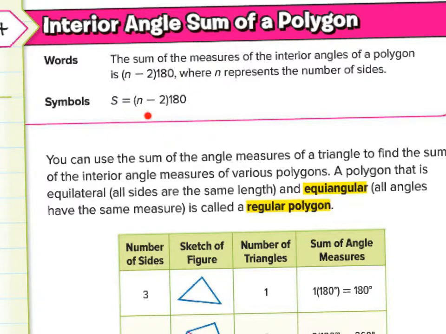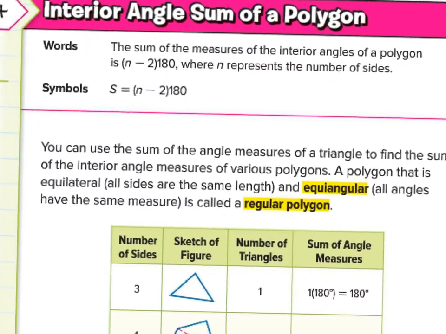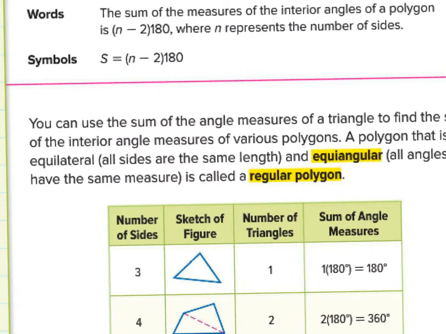Before we move on, I want to note that this is something you need to memorize. Make sure that you understand that you take the number of sides, subtract 2, and multiply it by 180.